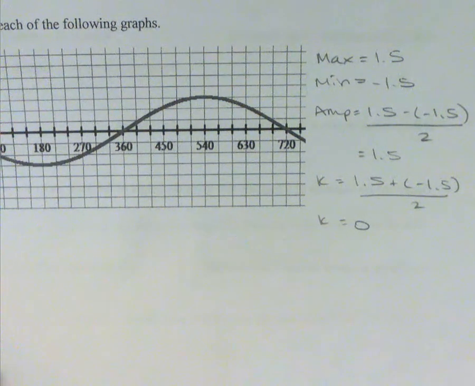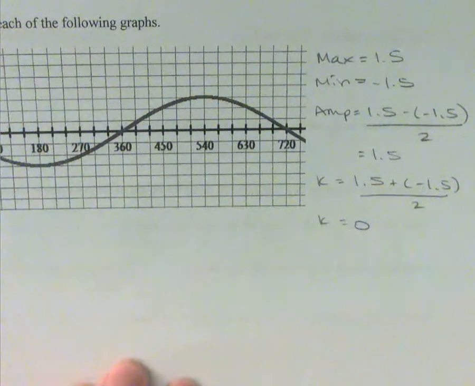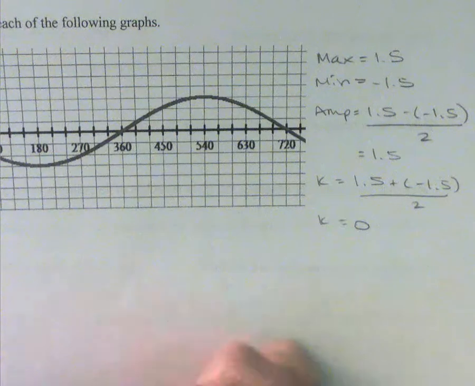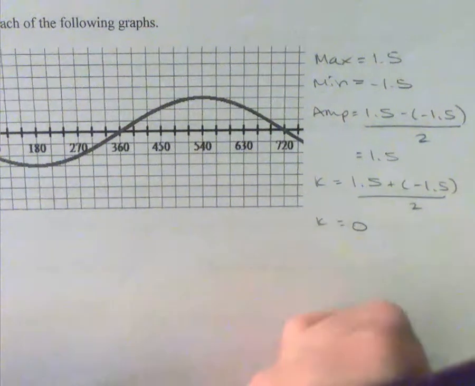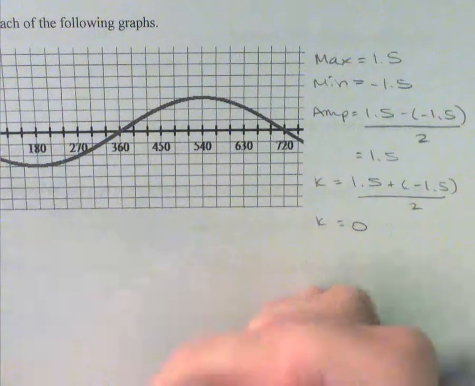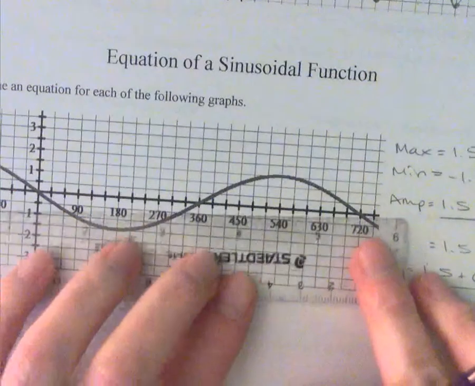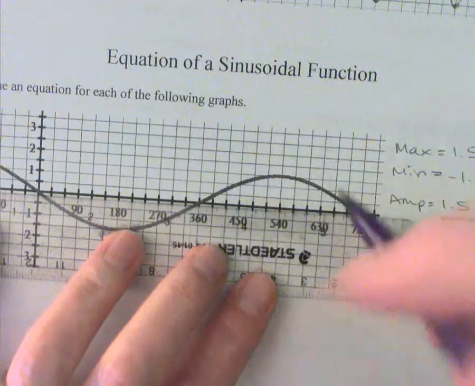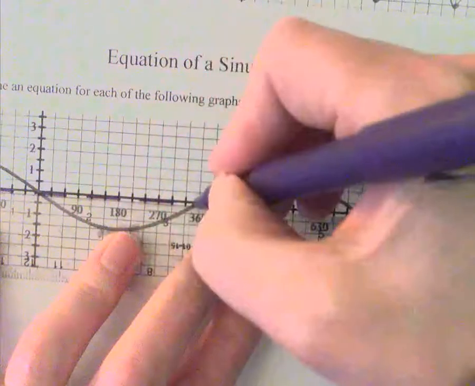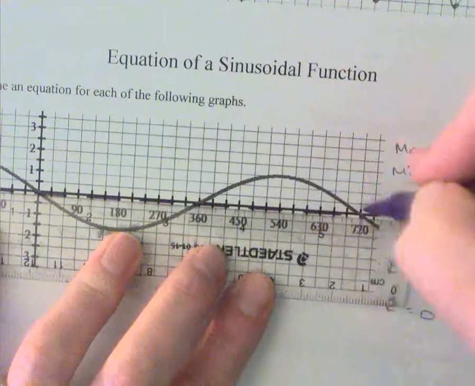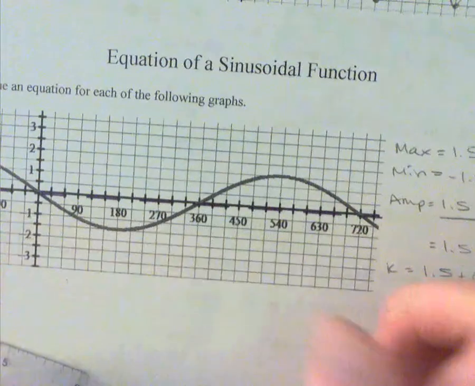Okay, so first thing I want to do after that is put in the midline. It's really good to put in the midline. It helps us find our phase shift in our cycle, so our midline is at 0. So I'm going to put in my midline. There we go.